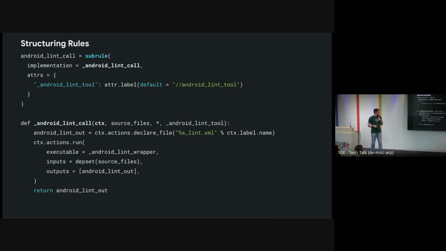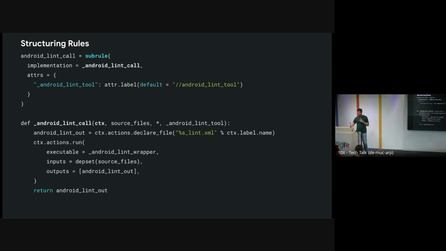What the implementation function can do, it can declare new actions. It can do anything. It can also call other subrules. It's able to work with providers, construct them. However you see best for splitting and structuring your code.